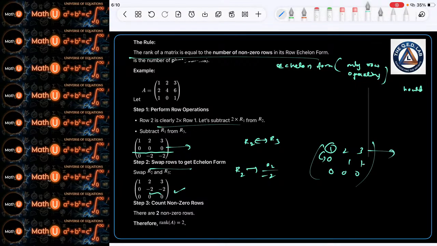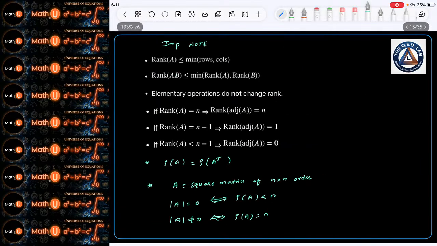That means both are non-zero rows only. There is no change. Here the number of non-zero rows is one row, and this is the second row, and there are two non-zero rows, so the rank of the matrix is equal to 2. And these are some important properties you should know.